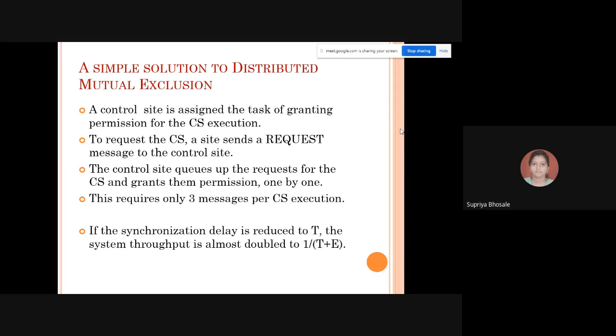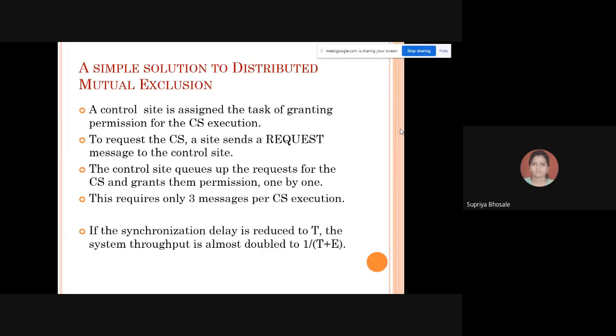Just like the coordinator, you will be sending the message of requesting to enter into the critical section to that particular coordinator or that control site. Then the control site queues up the request for the critical section and grants them permission one by one.